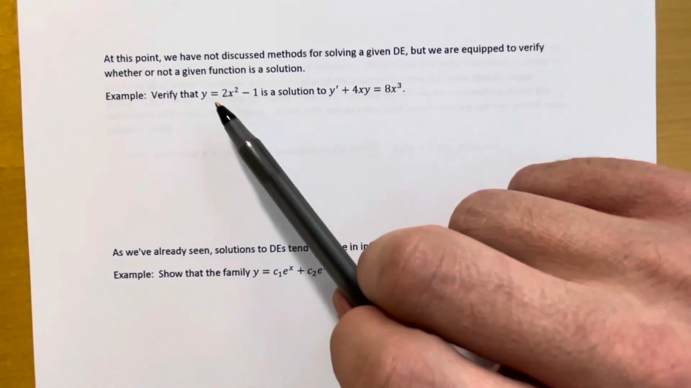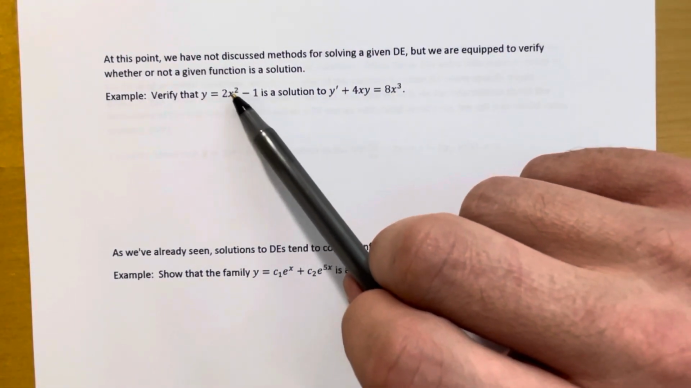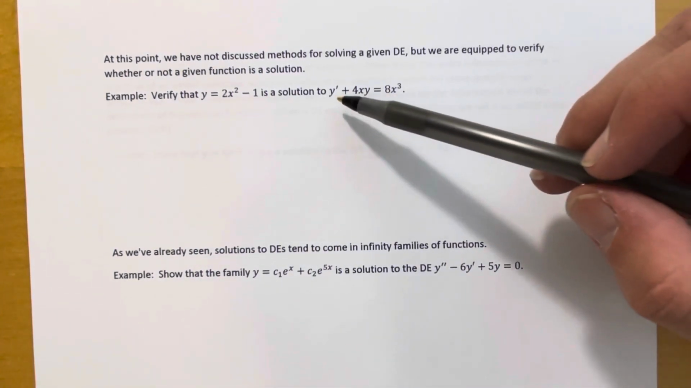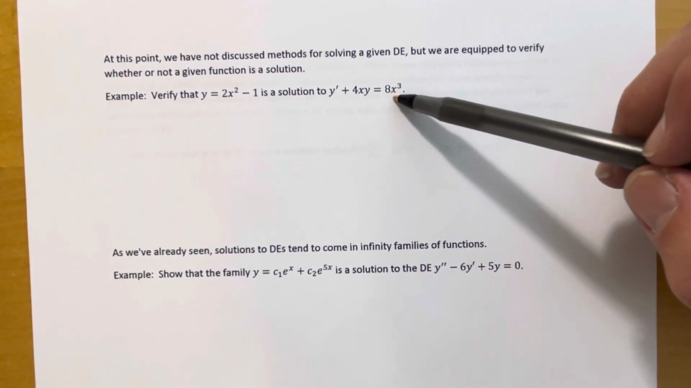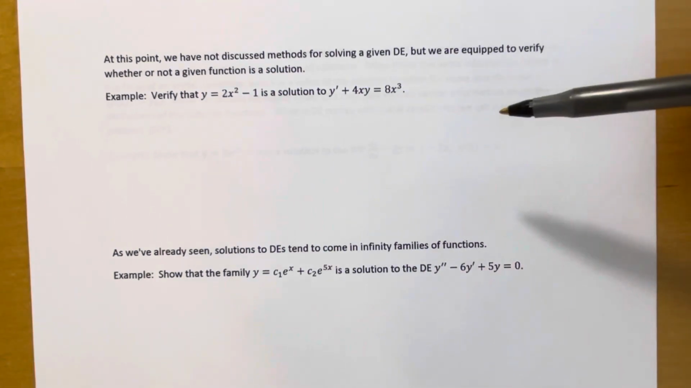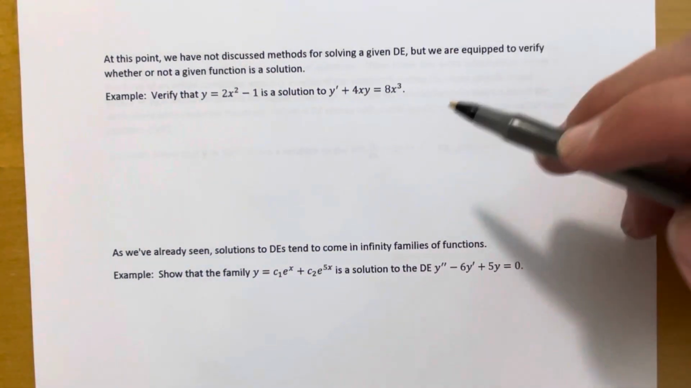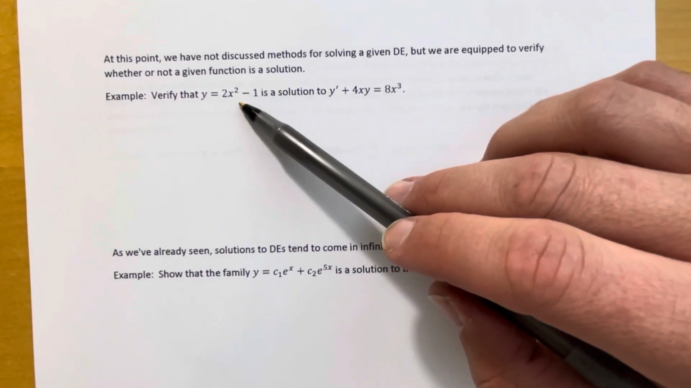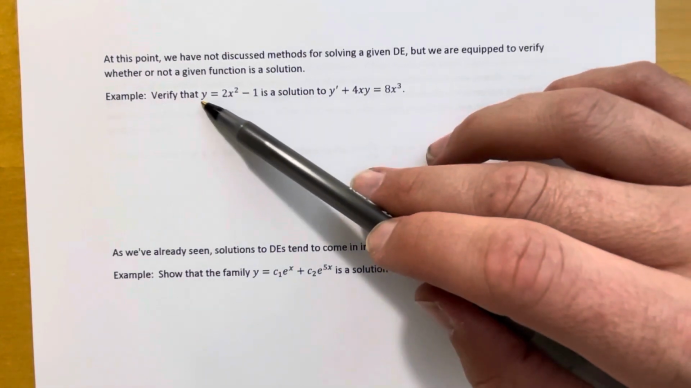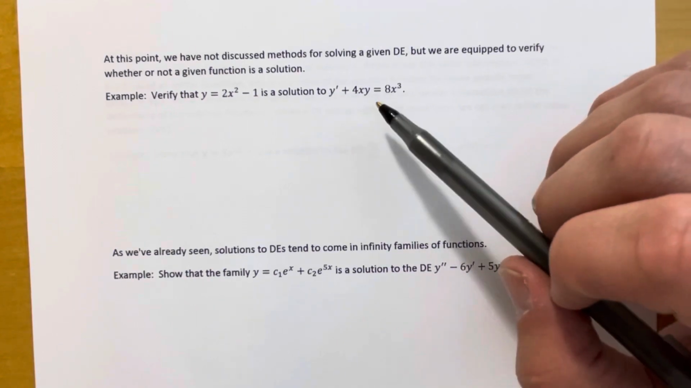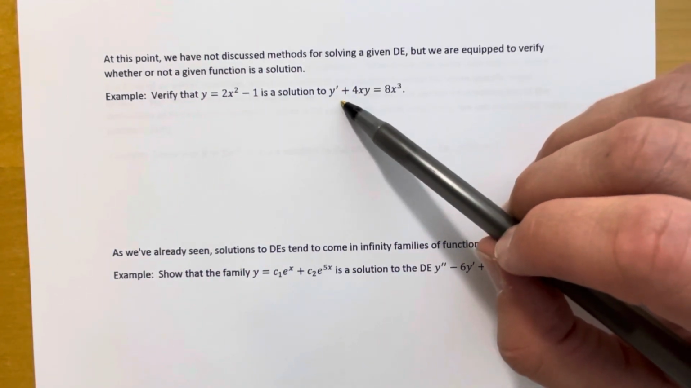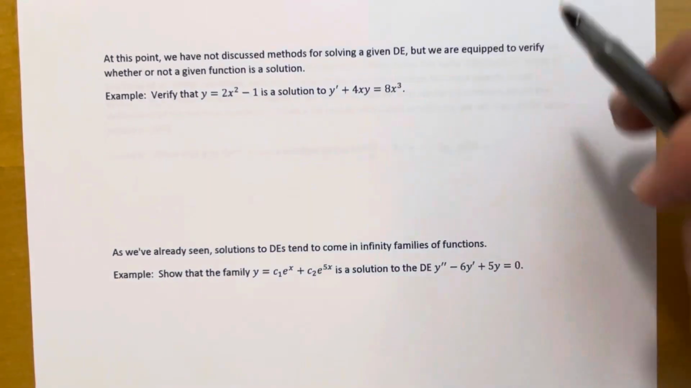So for here, I want to verify that y equals 2x squared minus 1 is a solution to this differential equation, y prime plus 4xy equals 8x cubed. This is a first order differential equation. To verify that this is the solution, I need to use y and y prime, which I'm going to have to find, and substitute them into the left-hand side of this equation to show that I end up with the right-hand side.